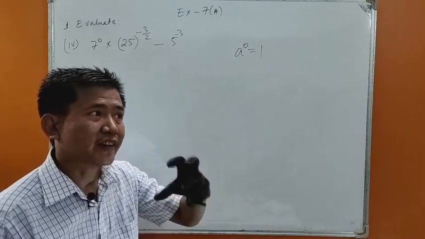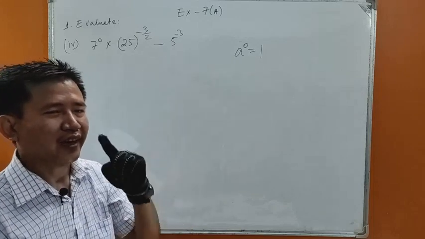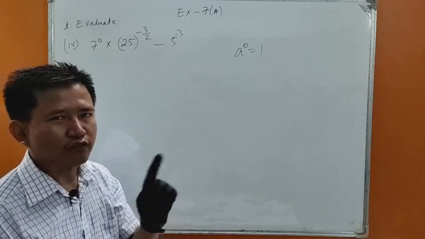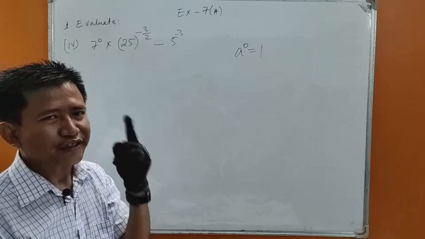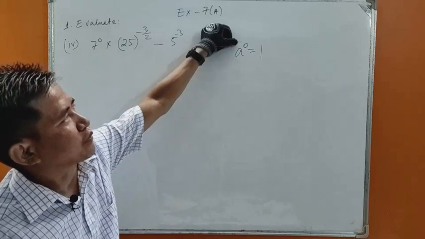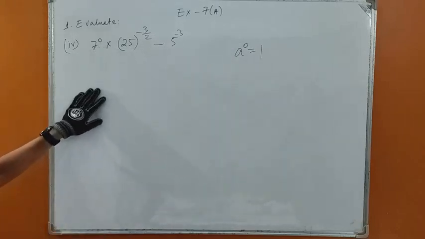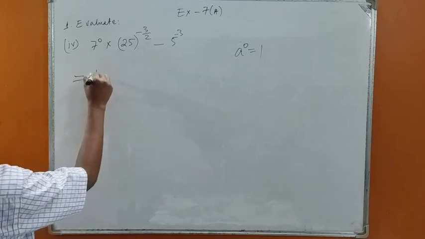Any number raised to power 0 is equal to 1 except 0, okay? 0 to the power 0 is not equal to 1. Please remember this, 0 to the power 0 is undefined. Other than 0, any number raised to power 0 is equal to 1. So 7 to the power 0 is 1, so you can write this equals 1.